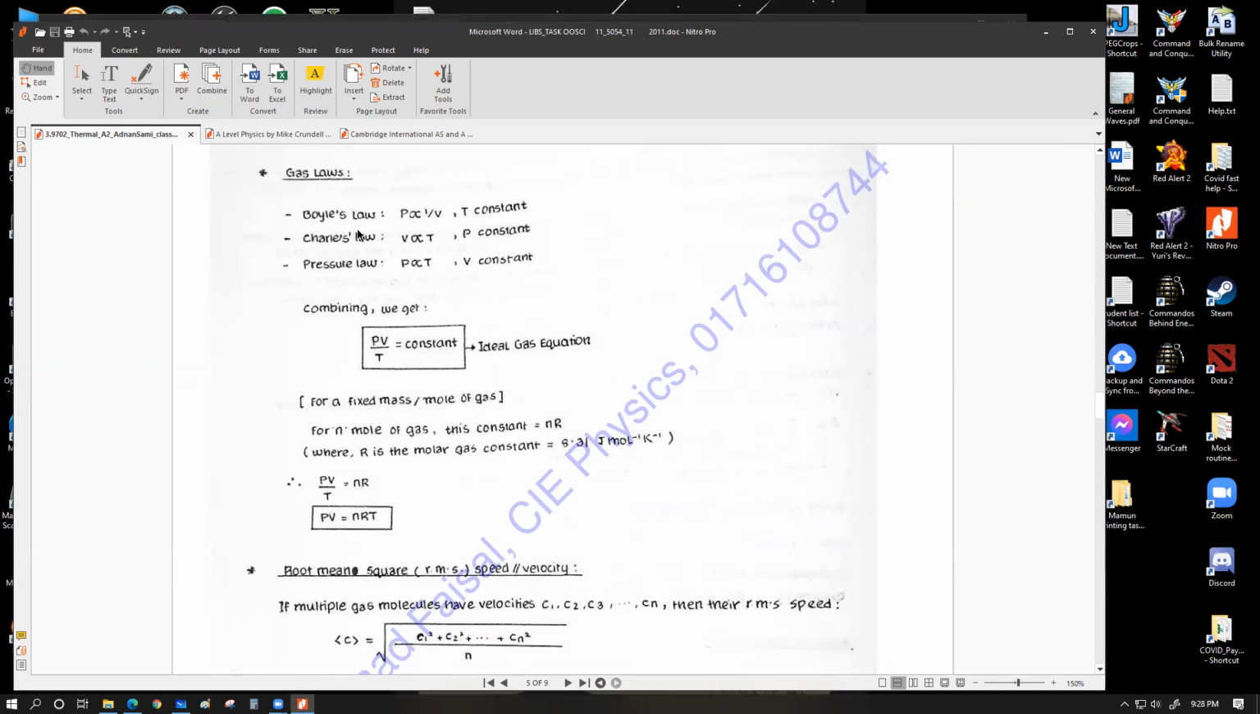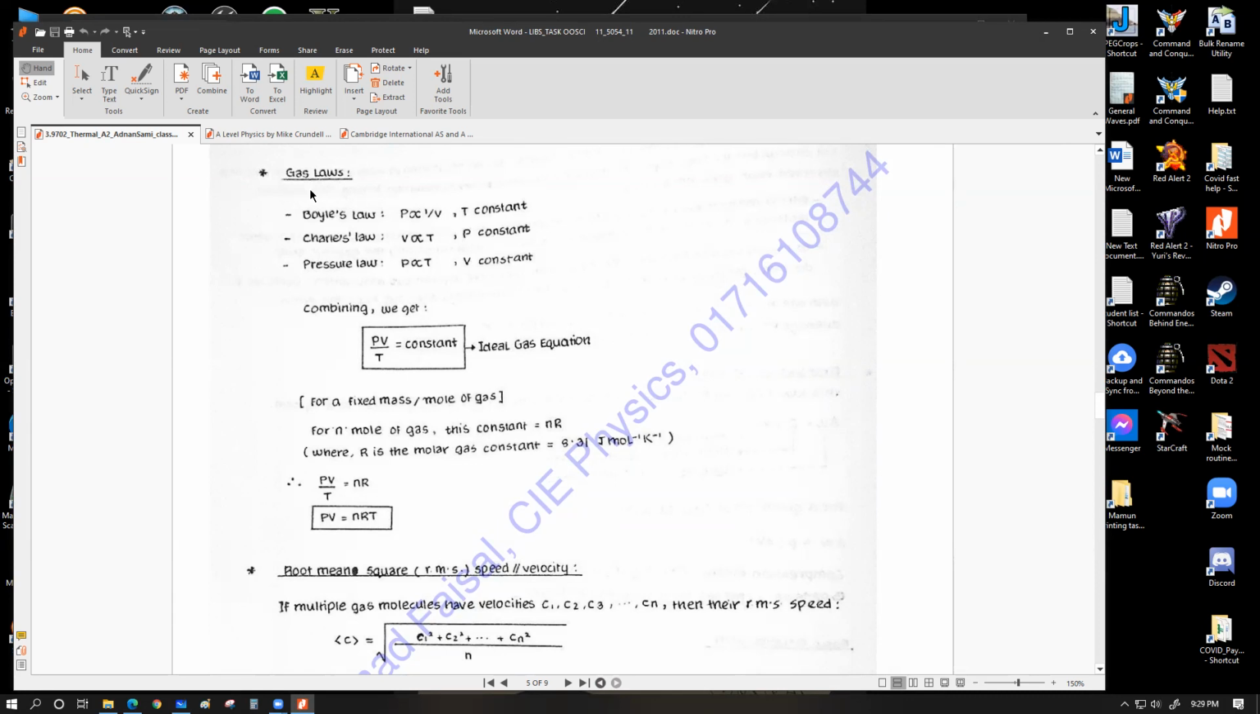We have basically 3 gas laws, or we can also say there are 2 gas laws. Boyle's law tells us pressure is proportional to 1 upon volume, so P proportional to 1 by V when temperature is constant. One of the key parts for all of these gas laws is that we have 3 variables: pressure, volume, and temperature. How these 3 variables are related to each other is the content of the gas laws.